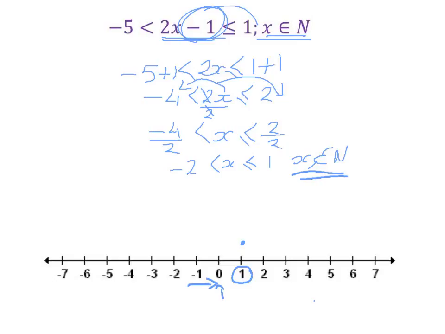Now that's quite tricky. You might need to watch that a few times to wrap your brain around that. But the natural numbers are all these numbers. And this says x is greater than negative 2. So greater than negative 2 is negative 1 and 0. And less than or equal to 1. And there's 1. But only that is a natural number in that sentence.